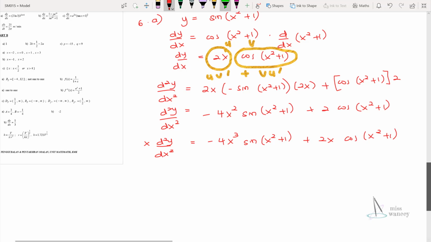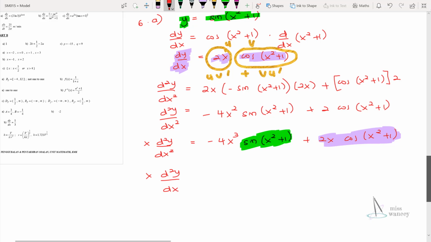And then the magic part. Okay, so sine of x squared plus 1, this is actually equal to y. And I do have sine of x squared plus 1 over here, so I can actually replace them with y. And then the second magic part, you can actually refer to here, dy over dx. So this is 2x cos of x squared plus 1, and tada, this is 2x cos of x squared plus 1. So that can be replaced with dy over dx. So what do we have is x d2y over dx squared equals negative 4x cubed y plus dy over dx.